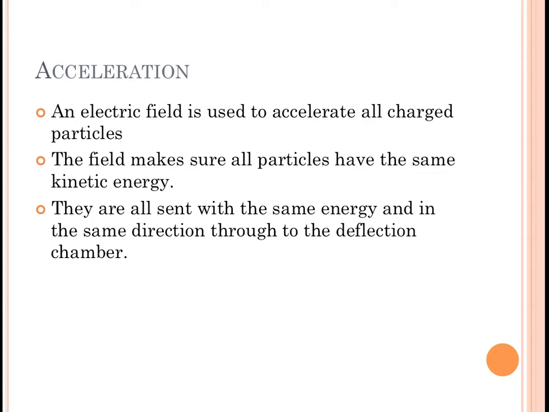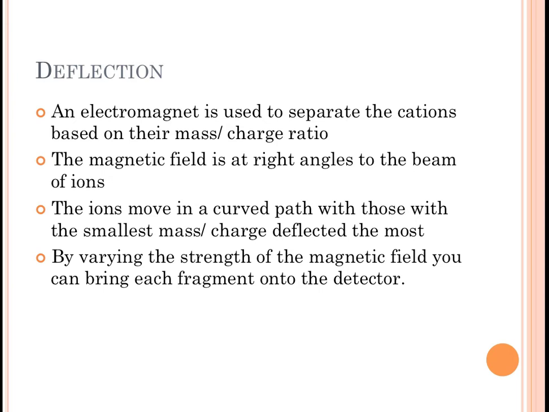We're going to forget about it, but we've got a whole bunch that have become charged, and they're going to go through and be sped up. And it's very clever because it makes sure they all have the same kinetic energy. So that's not going to be a factor when we move to deflection. The deflection, therefore, only separates them based on the mass to charge ratio. Basically, it is easier to deflect something which is small and light than something which is big and heavy.